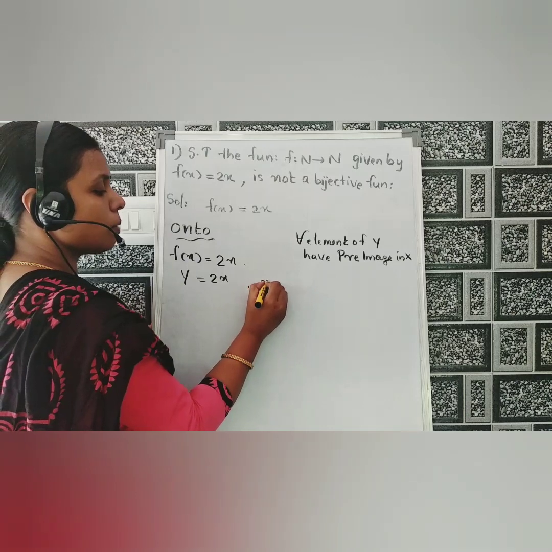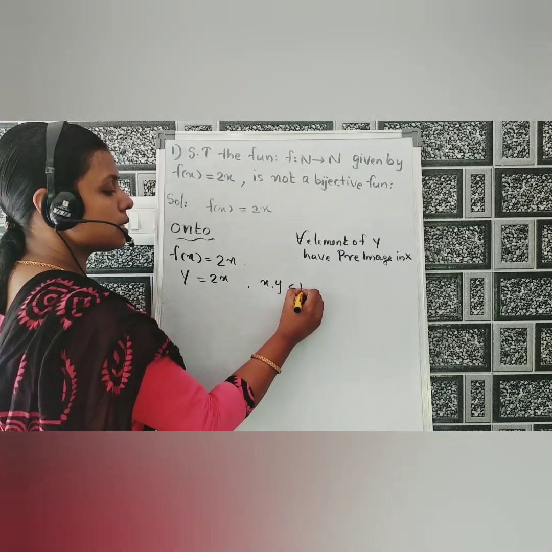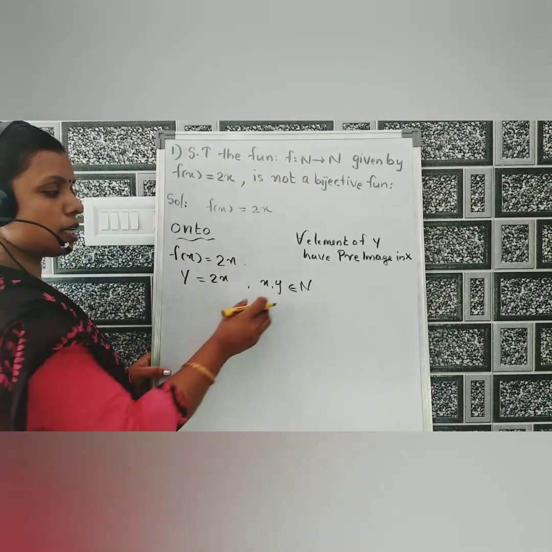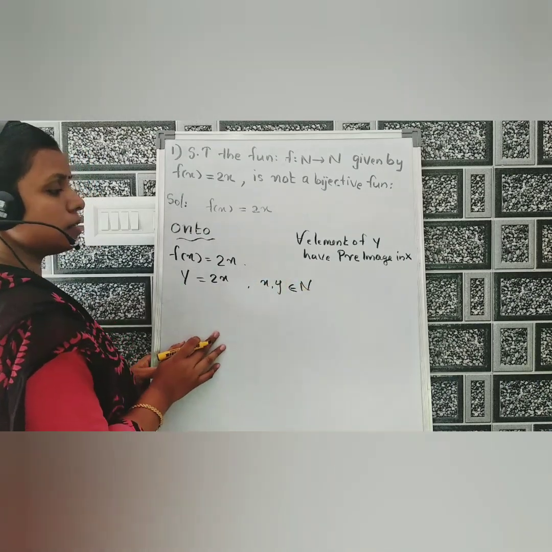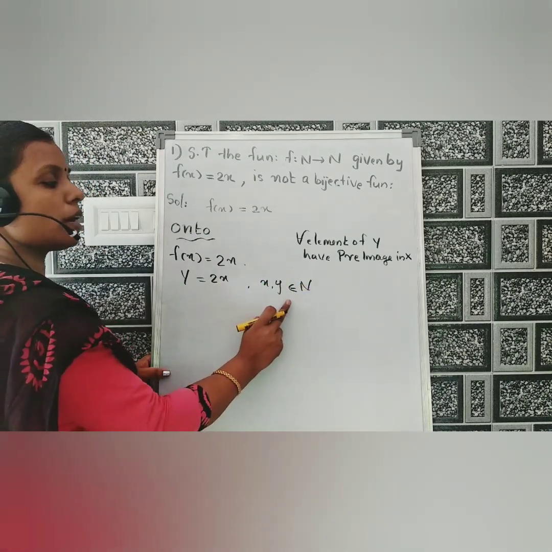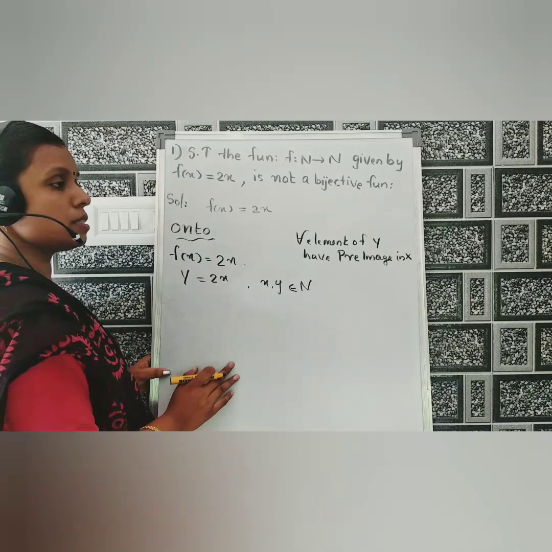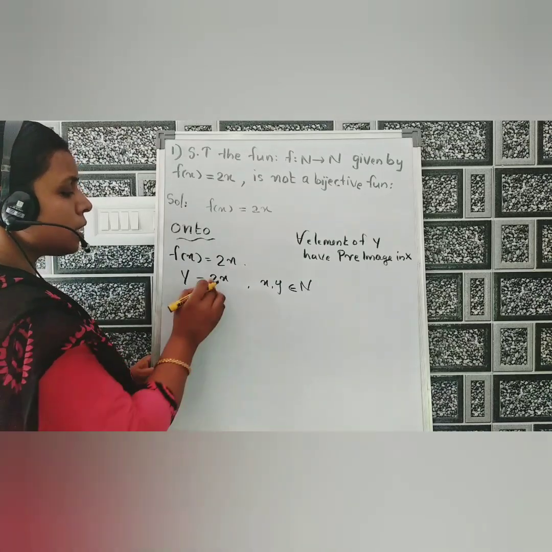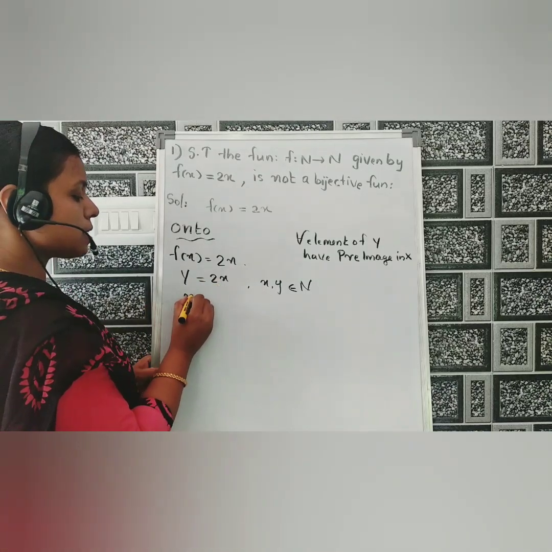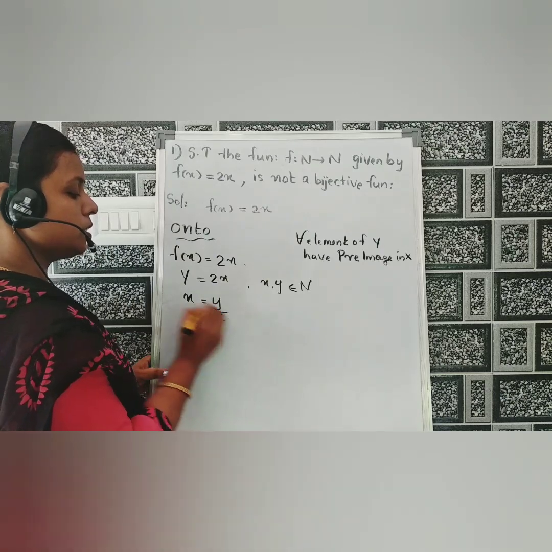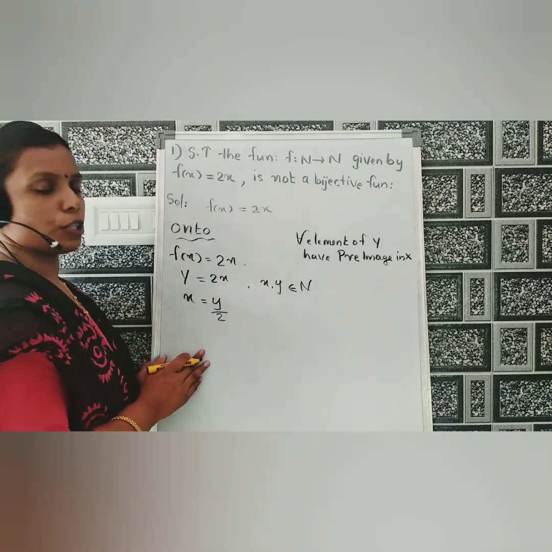Here x, y belong to capital N, that is the set of natural numbers. Note that x and y belong to capital N, the set of natural numbers. Then from this we write x is equal to y by 2.